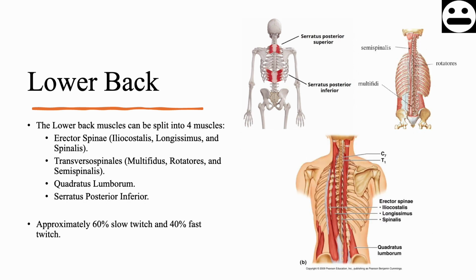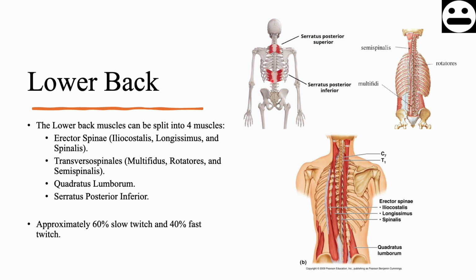Next we have the lower back. It's not really just lower back, but it's the muscles that primarily connect at the lower back. And we can split it into 4 muscles. You've got the erector spinae, that is into 3 muscles here. You've got the transverso spinalis, you've got the quadratus lumborum, and the serratus posterior inferior.